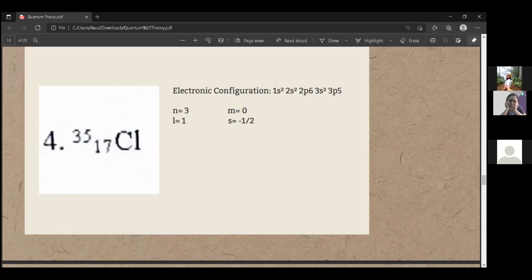So, predicting the set of quantum numbers of its last electron, the last electron is 3p5, so n is 3, and since it is p, L is equal to 1. For m, since p has 3 orbitals and the exponent is 5, it landed on the 0 orbital, that's why m is equal to 0. Lastly is s, then the last arrow is facing downward, therefore s is equal to negative 1/2.